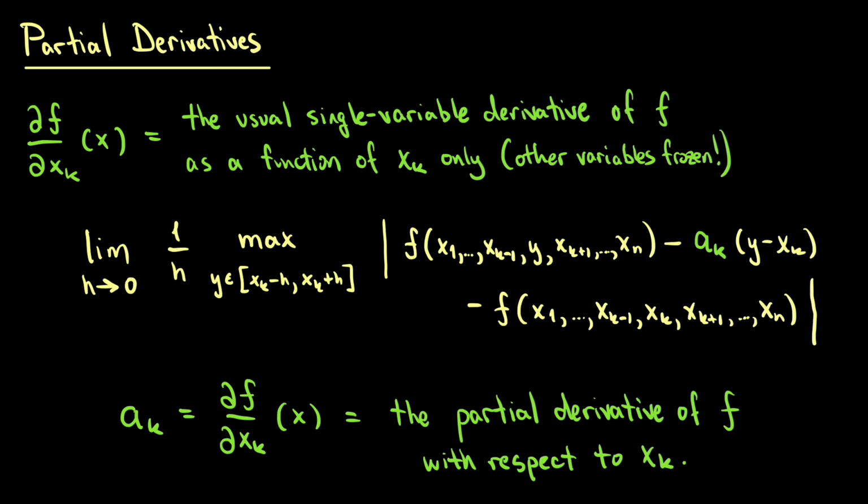Okay, and if this limit equals 0, then it tells us that ak, the slope in here, is equal to the derivative of f with respect to xk. So that's how we compute it.